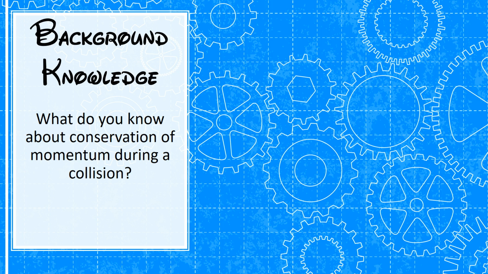Let's do a little background knowledge. What do we know about conservation of momentum? We know that momentum, with the exception of impulse, involves only one formula: p equals m times v. The mass times velocity of an object equals its momentum. When we're dealing with two objects colliding, we have to ask ourselves, is it elastic or inelastic? Does it start as two objects, bounce, and end as two objects? Or does it start as two objects and end connected as one object?